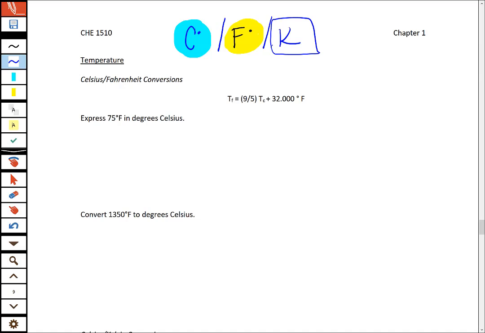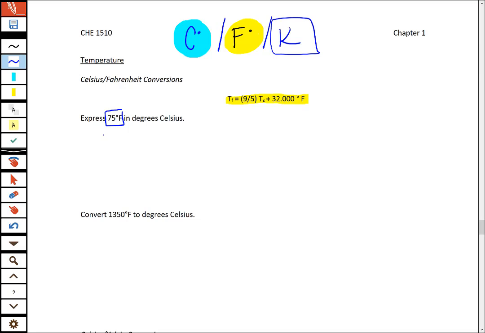When we look at temperature, there are two equations that we're going to utilize to convert between units. This first equation that's listed here converts between temperature in Fahrenheit and temperature in Celsius. So let's walk through one of these problems. For this first problem, it says express 75 degrees Fahrenheit in degrees Celsius.